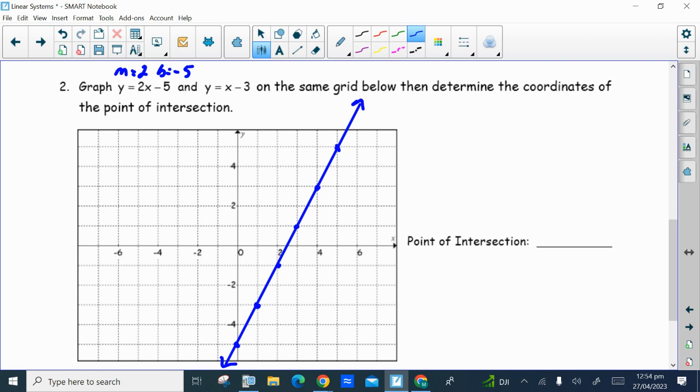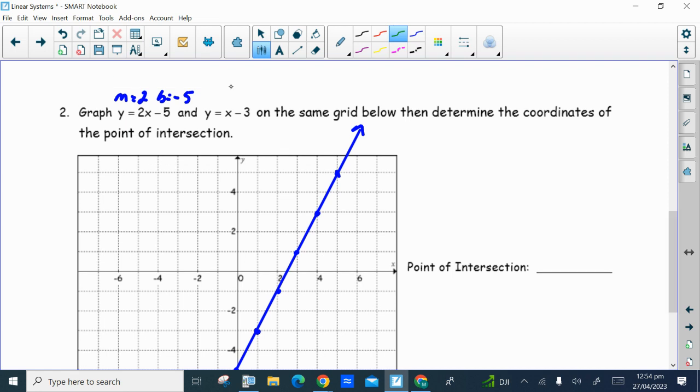And there's that line. The second line is also in slope-intercept form. M, the slope, is 1. There is no number in front of the x, but there is 1x. So the slope is 1. B, our y-intercept, is -3, and that's where we start. Y-intercept of -3. Our slope is 1, which is 1 over 1. We rise 1 and run 1. Again, the slopes are different, so the two lines do intersect.